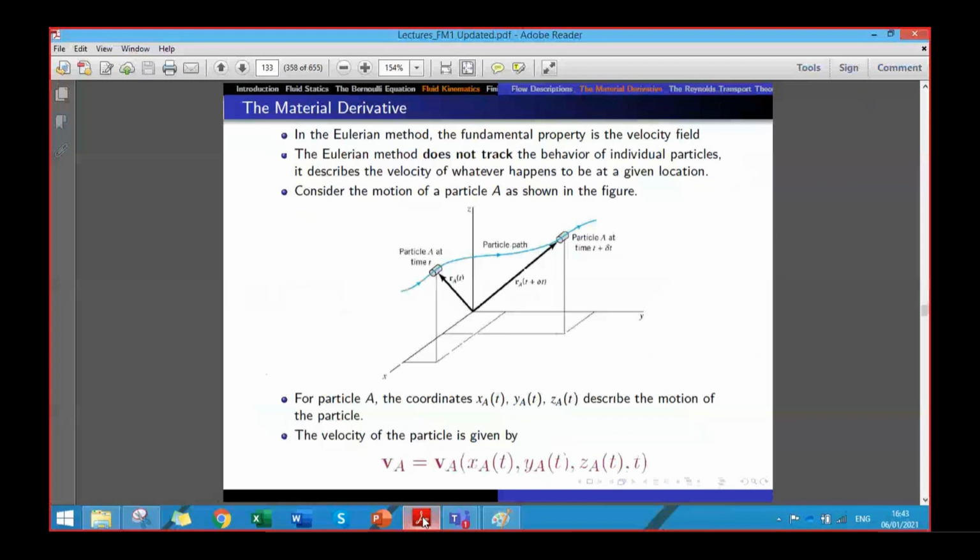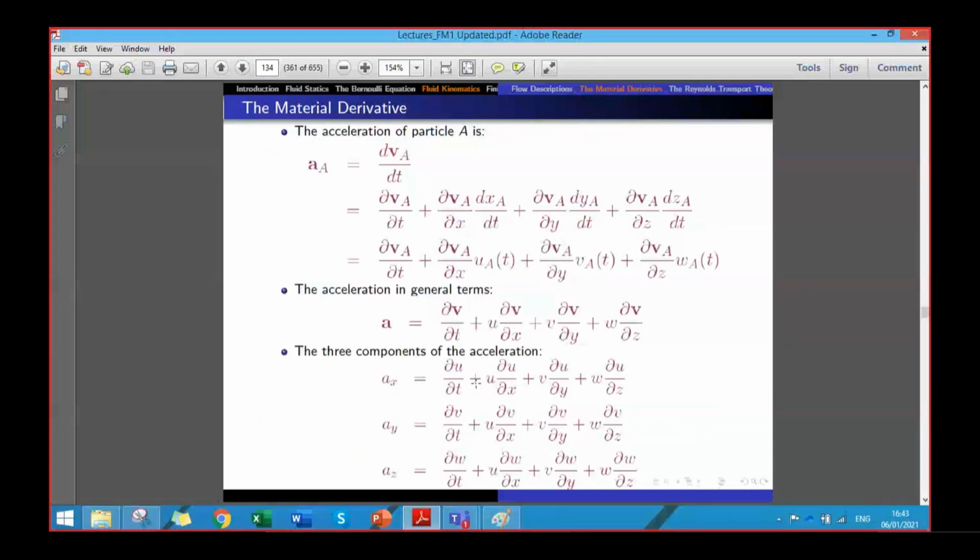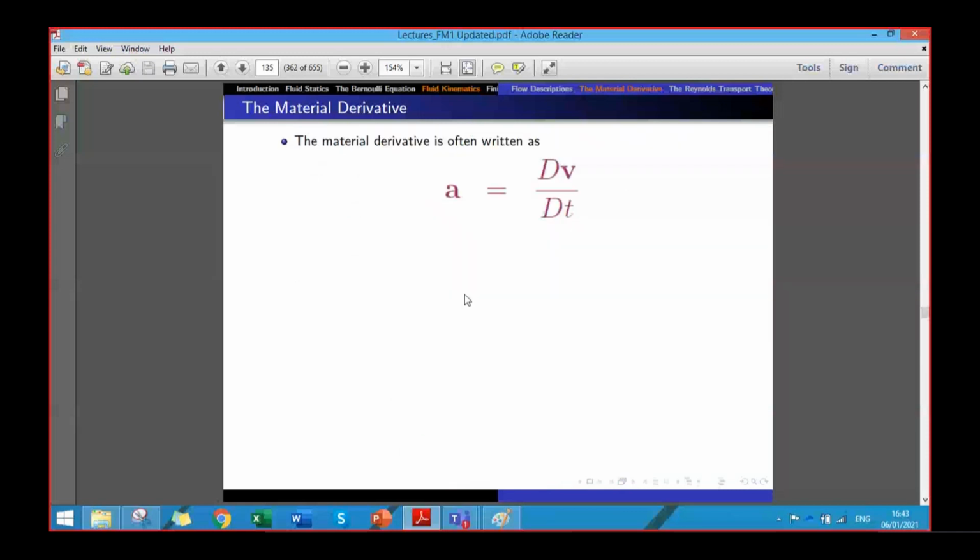So ax is partial u by partial t plus u partial u by partial x plus v partial u by partial y plus w partial u by partial z. ay is partial v by partial t plus u partial v by partial x plus v partial v by partial y plus w partial v by partial z, and similarly is the az. So this is called the material derivative. This description is called the material derivative description.